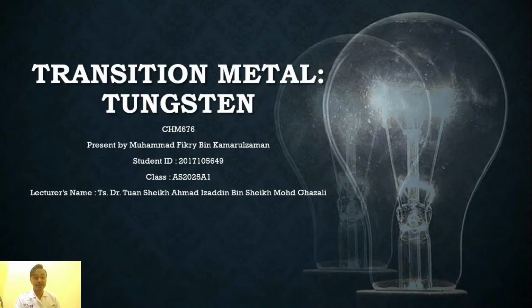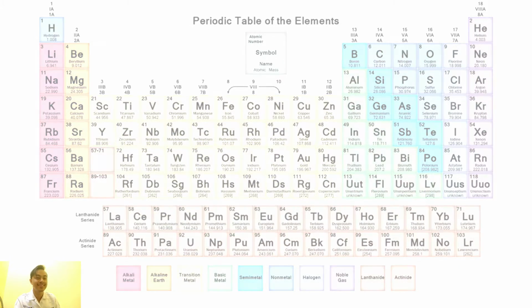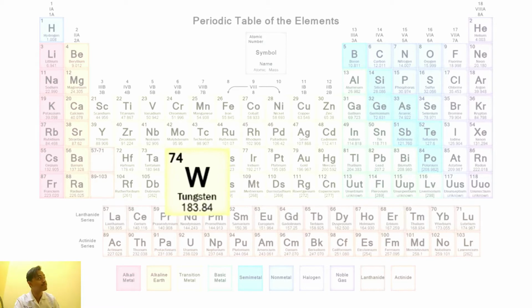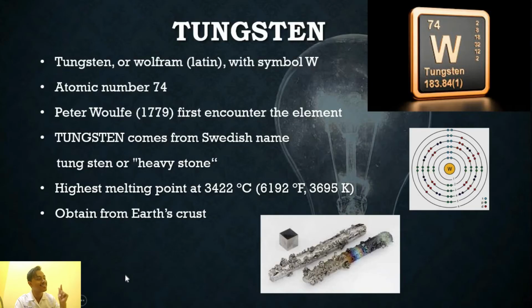I'm going to present to you the transition metal that I chose, which is tungsten. When we talk about tungsten, what do we recall? Aha! Light bulb. Metal tungsten. Another name in Latin is wolfram, and it is known with the symbol W in the periodic table.